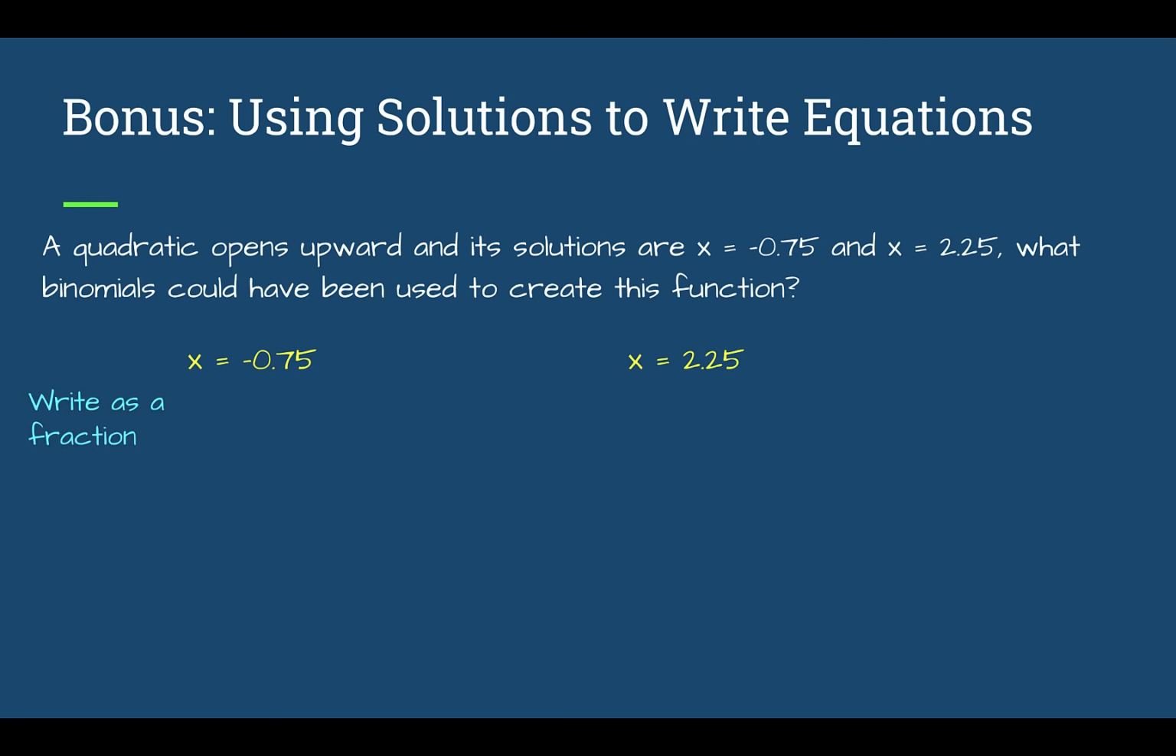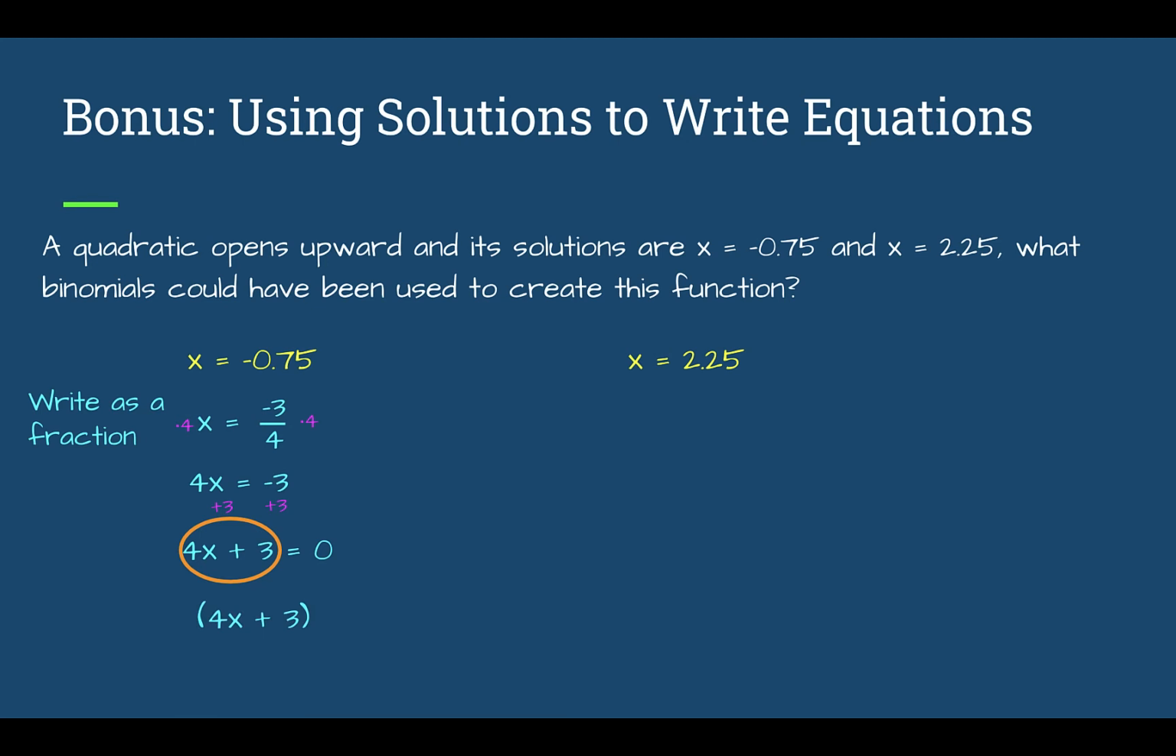First, you're going to write it as a fraction. So x equals negative, and then 0.75 is 3/4. Once it's a fraction, now we can follow a similar process as we just saw to get something equals 0. So here I would multiply by 4 and I'd get 4x minus 3. And then to set it equal to 0, I would just add 3 to both sides. Now that I have it set equal to 0, that 4x plus 3 is one of our binomial factors.